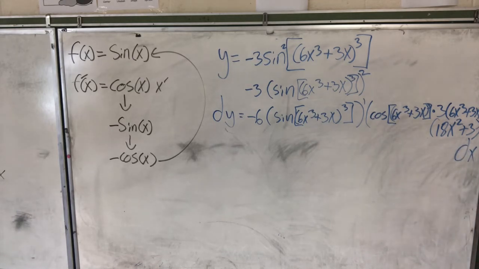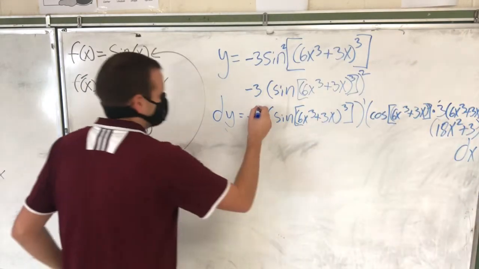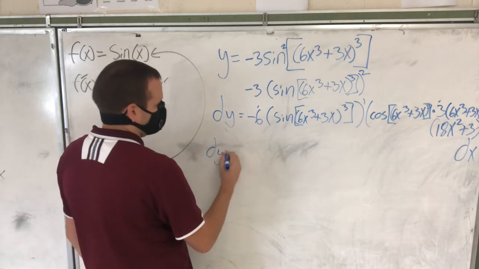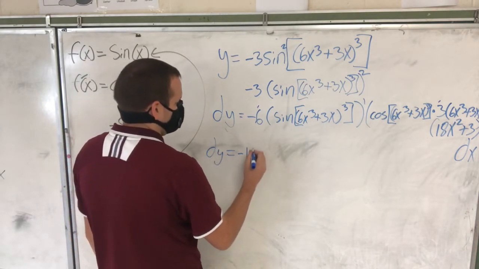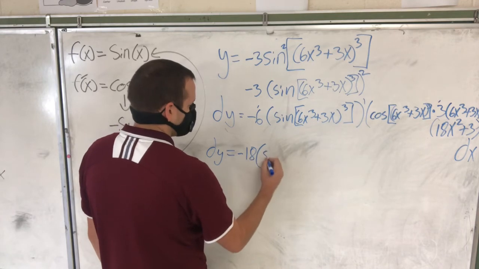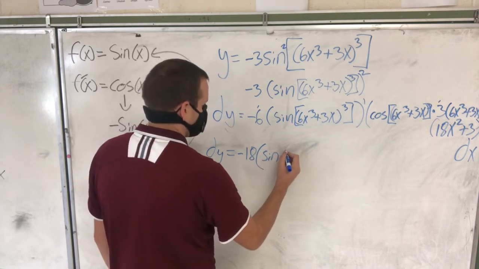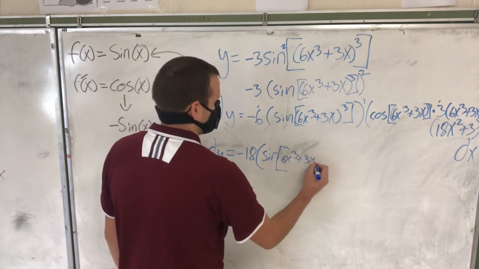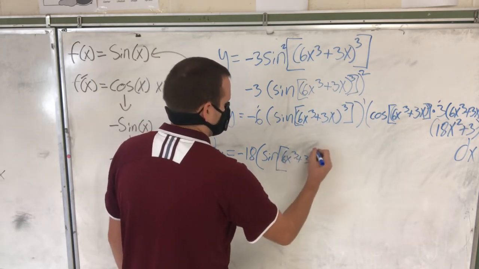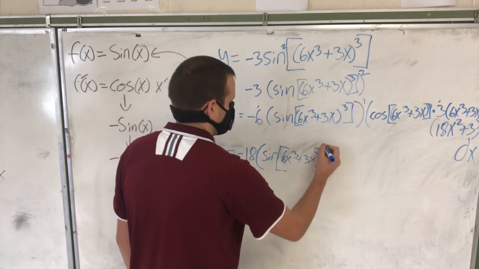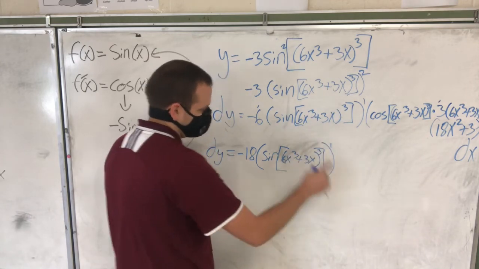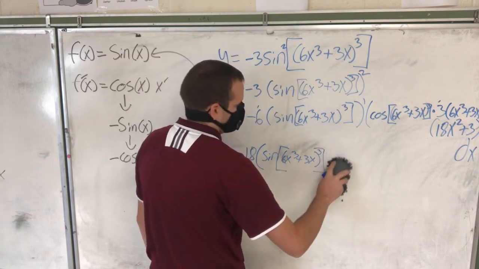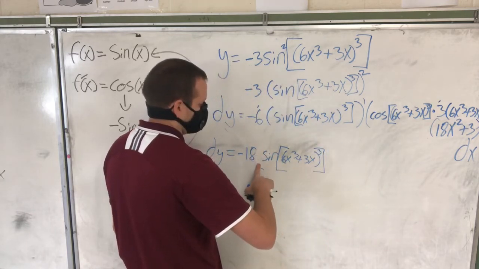Do I want to go through and clean this up a little bit? I could go through and clean it up just a tiny bit. It's not gonna do a lot. I'm going to take this 3 right here and this negative 6 and multiply them. So my dy is going to be negative 18 sine of 6x cubed plus 3x, cubed to the first power. Technically, I could get rid of the first power. I can get rid of that parenthesis and this parenthesis.